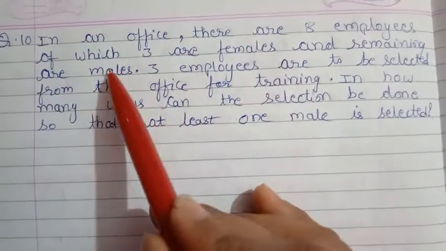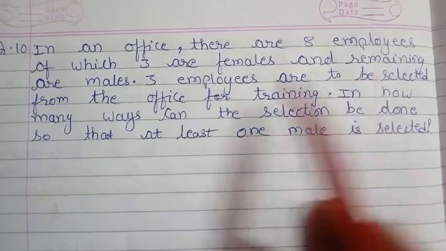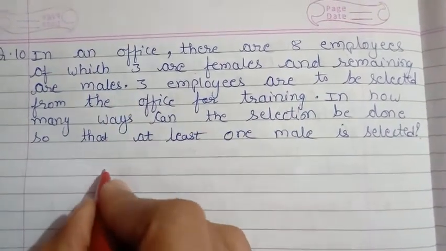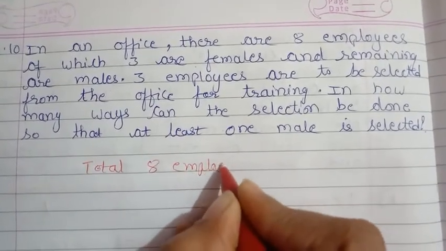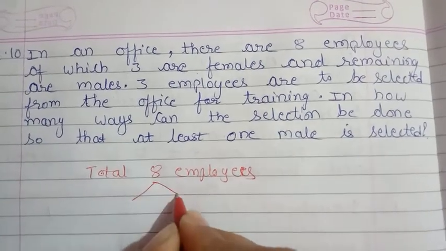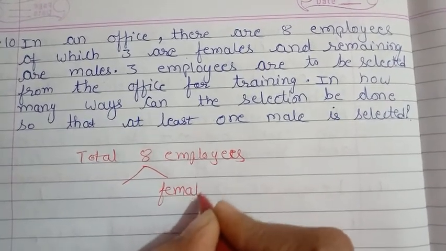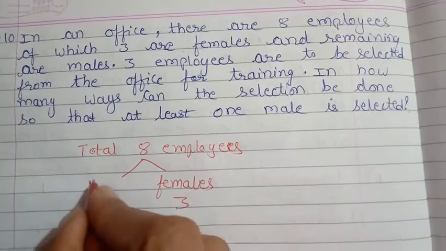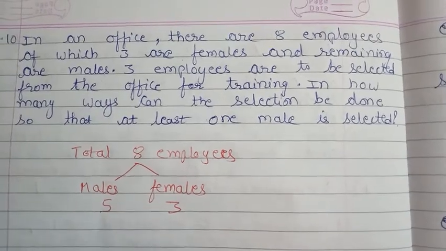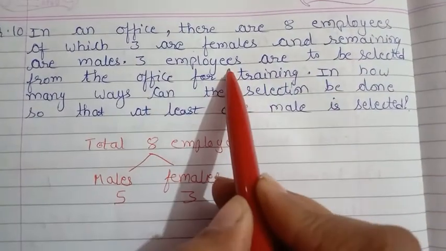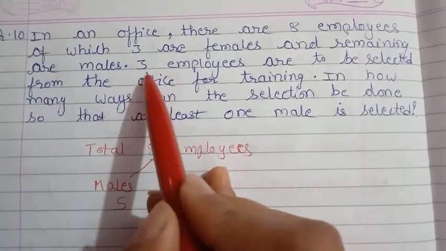Question number 10. In an office there are 8 employees, of which 3 are females and remaining are males. Now see the bifurcation. Total 8 employees we have. From that 3 are females, right? 3 are females. So remaining employees are males, that is 5. 3 employees are to be selected from the office for training, that is your r is 3 over here. 3 employees you have to select.